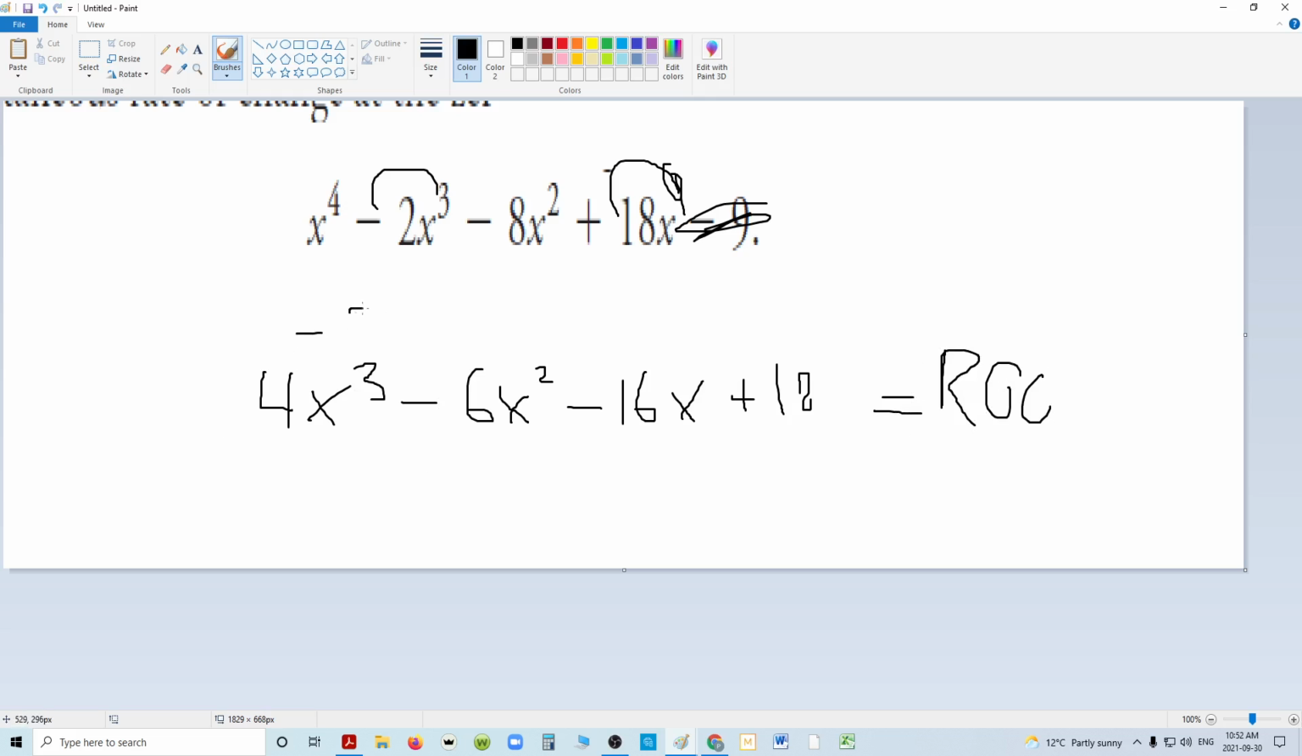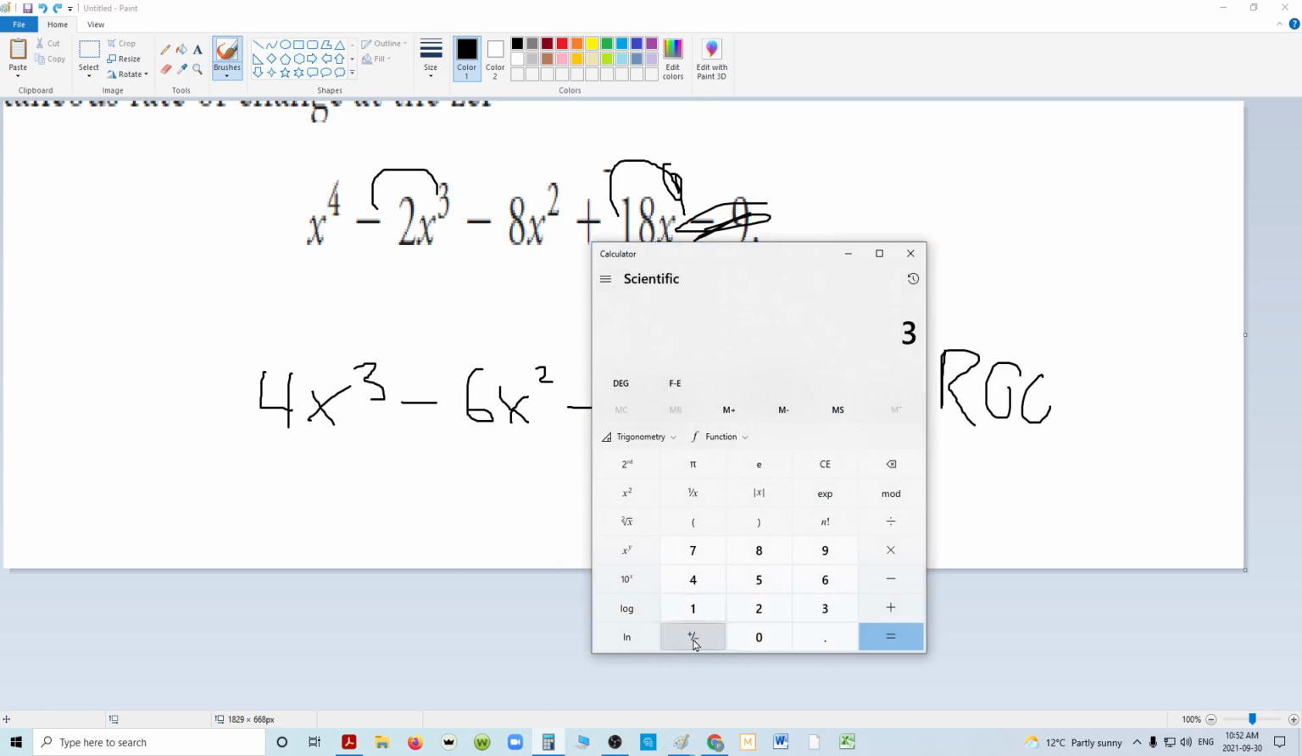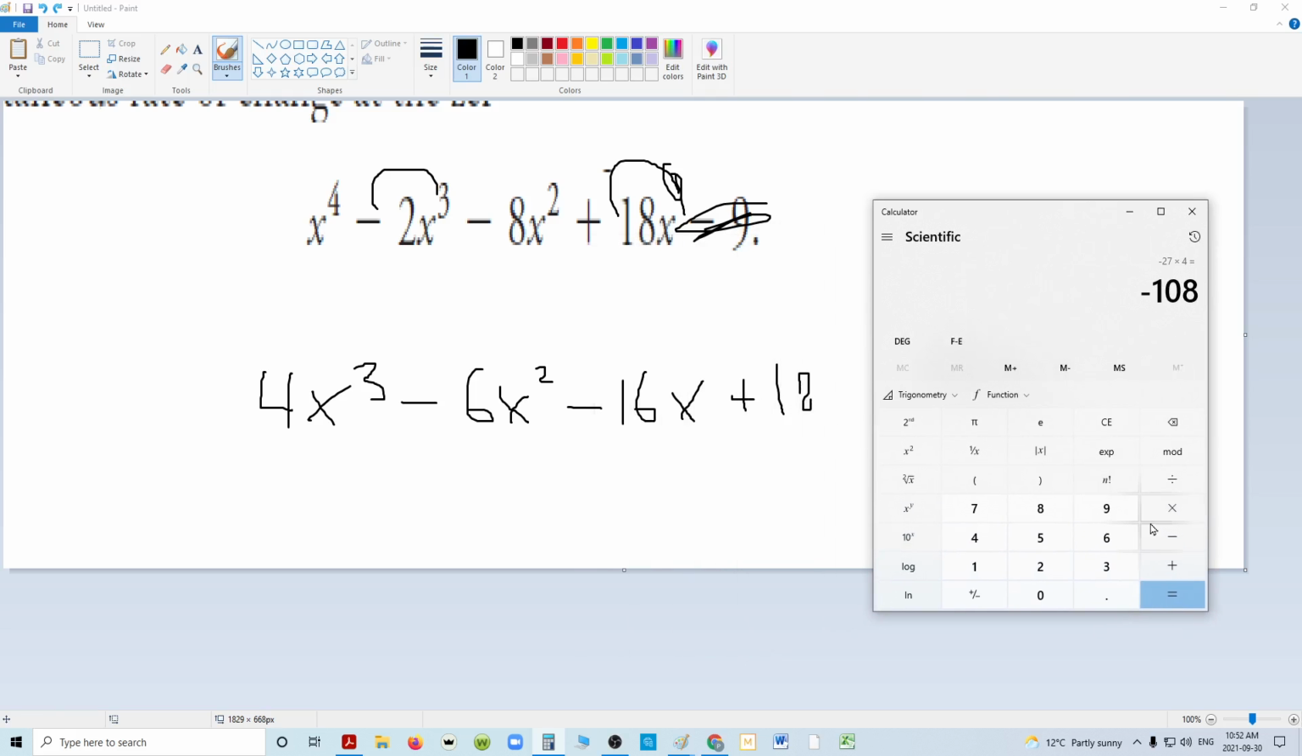And if I put minus 3 into it, I will get that 96 that I got for minus 3, and I will get the 24 that I got for plus 3. Let's see if that's true. So let's try the minus 3 first. Minus 3 cubed times 4, minus 6 times minus 3 squared, minus 16 times minus 3, plus 18. Well, look at that. I got my minus 96.